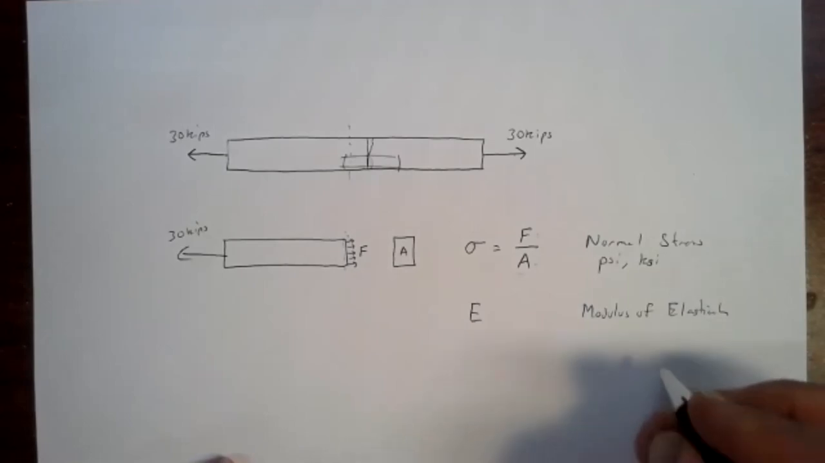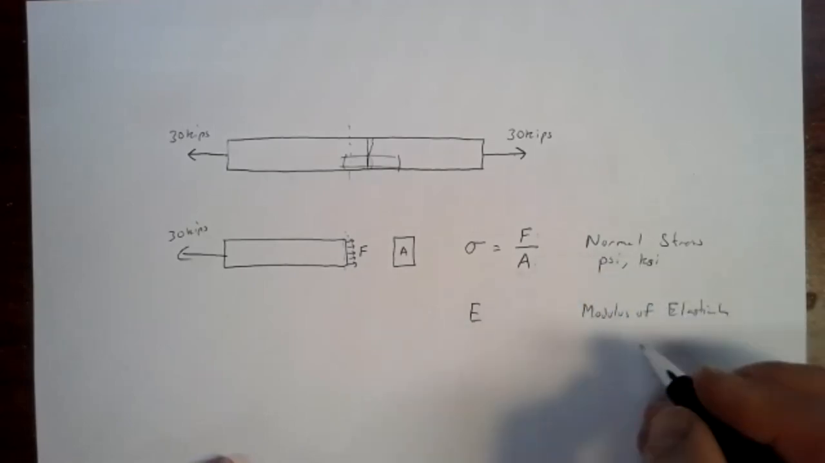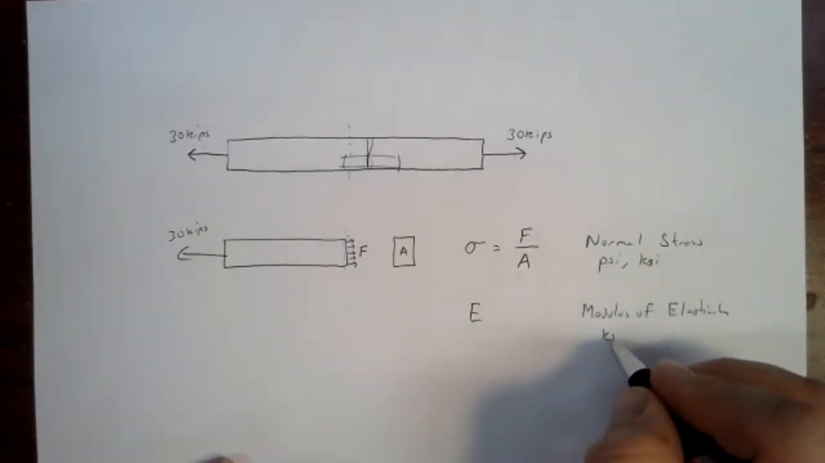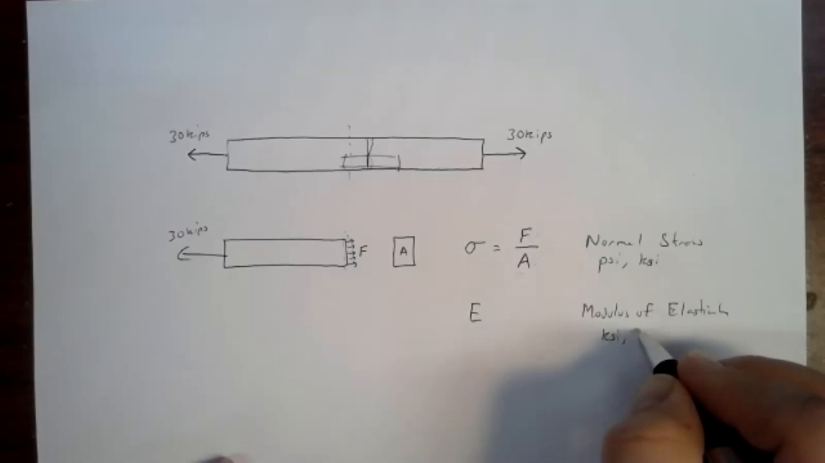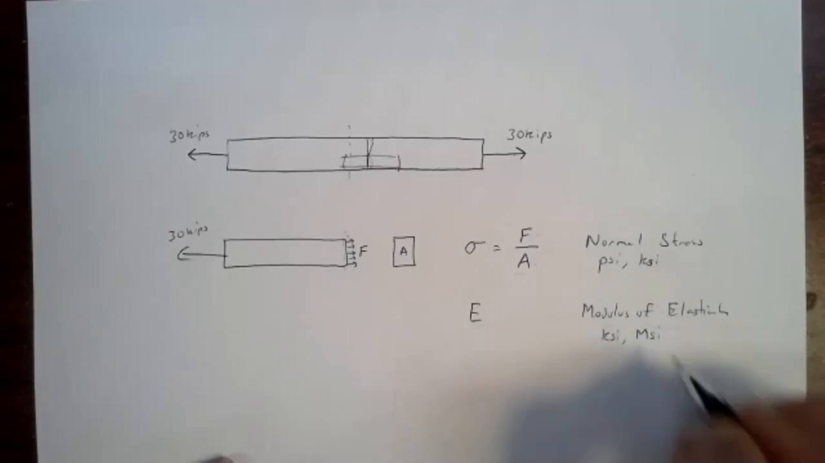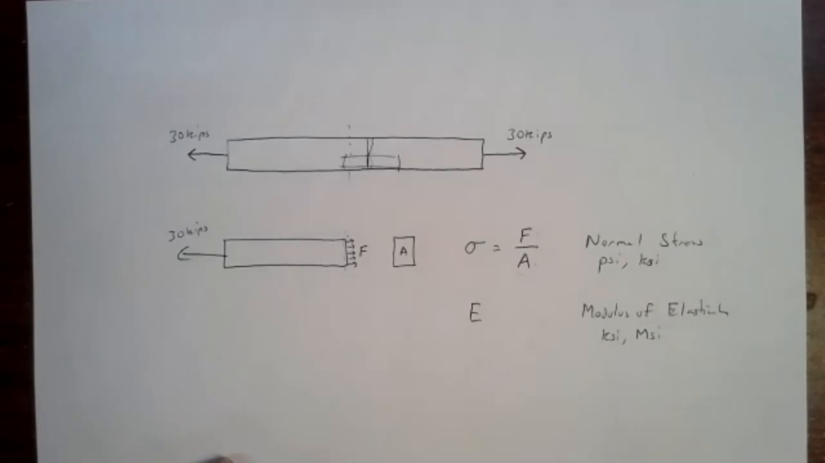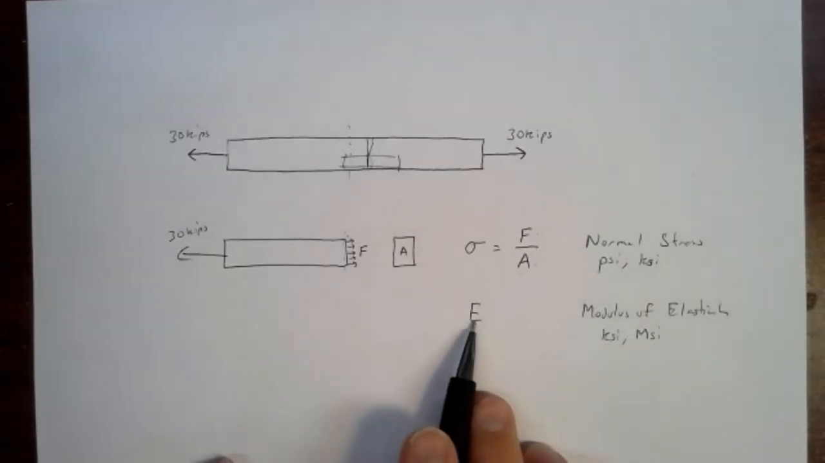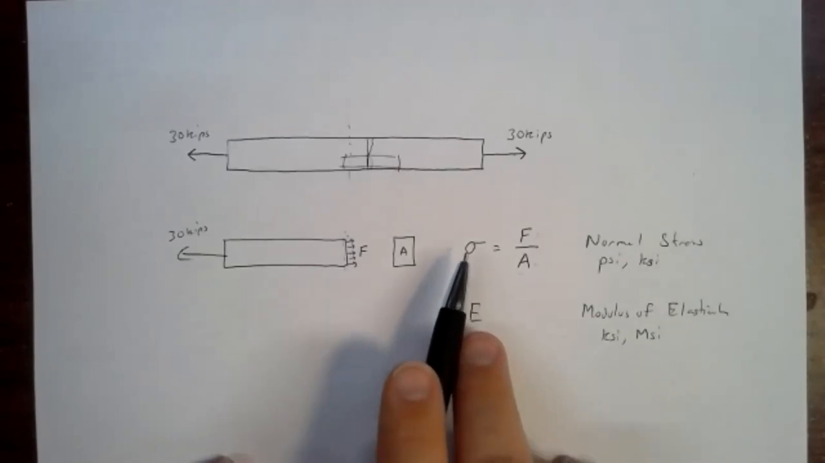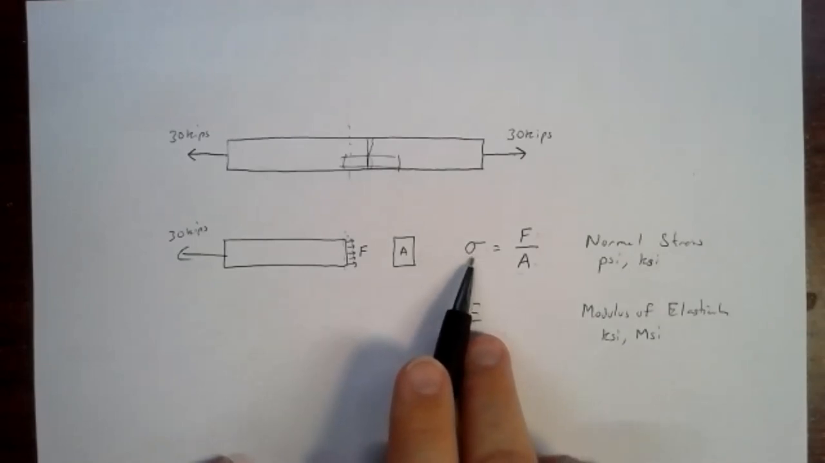And that's typically also measured in the same units of stress. So things like KSI, or sometimes, because it can be very large, things like MSI, millions of pounds per square inch. So this is a big number typically, which means that in order to get even a little bit of change in shape, a little bit of deformation, you need to have lots and lots of stress.